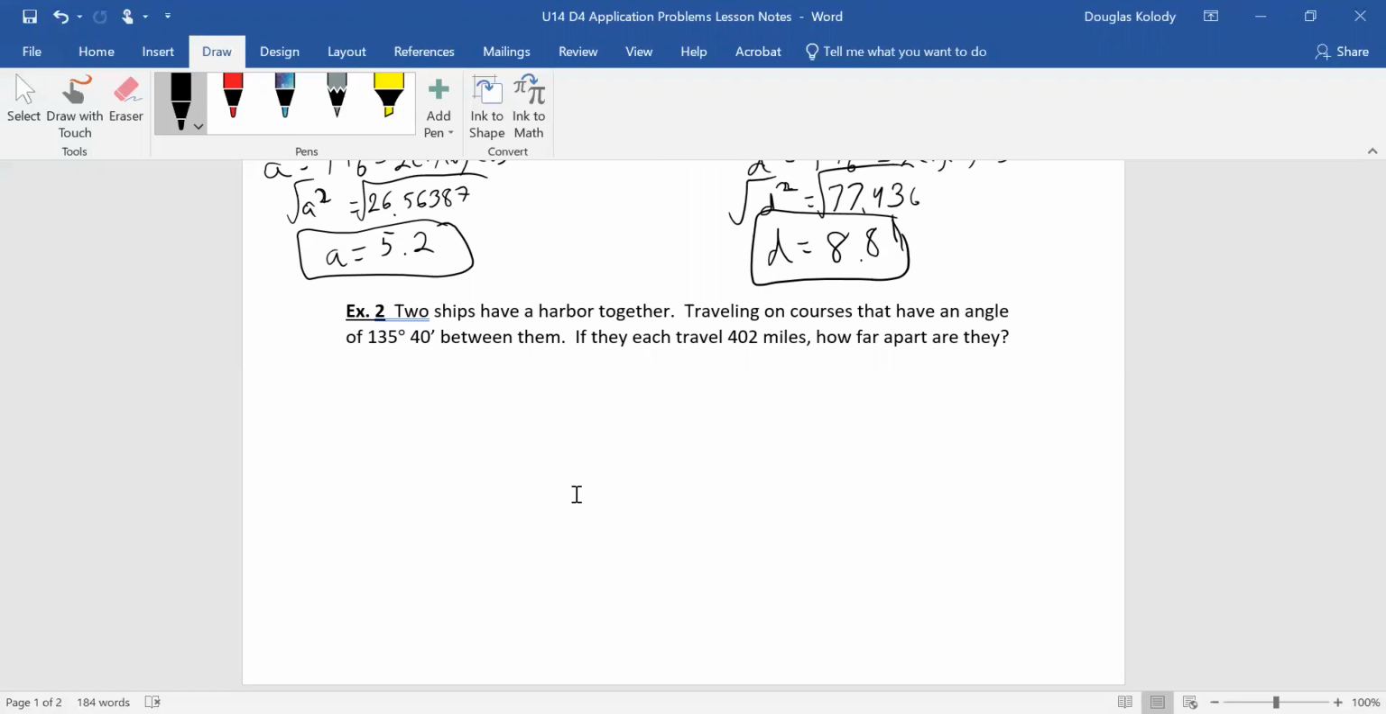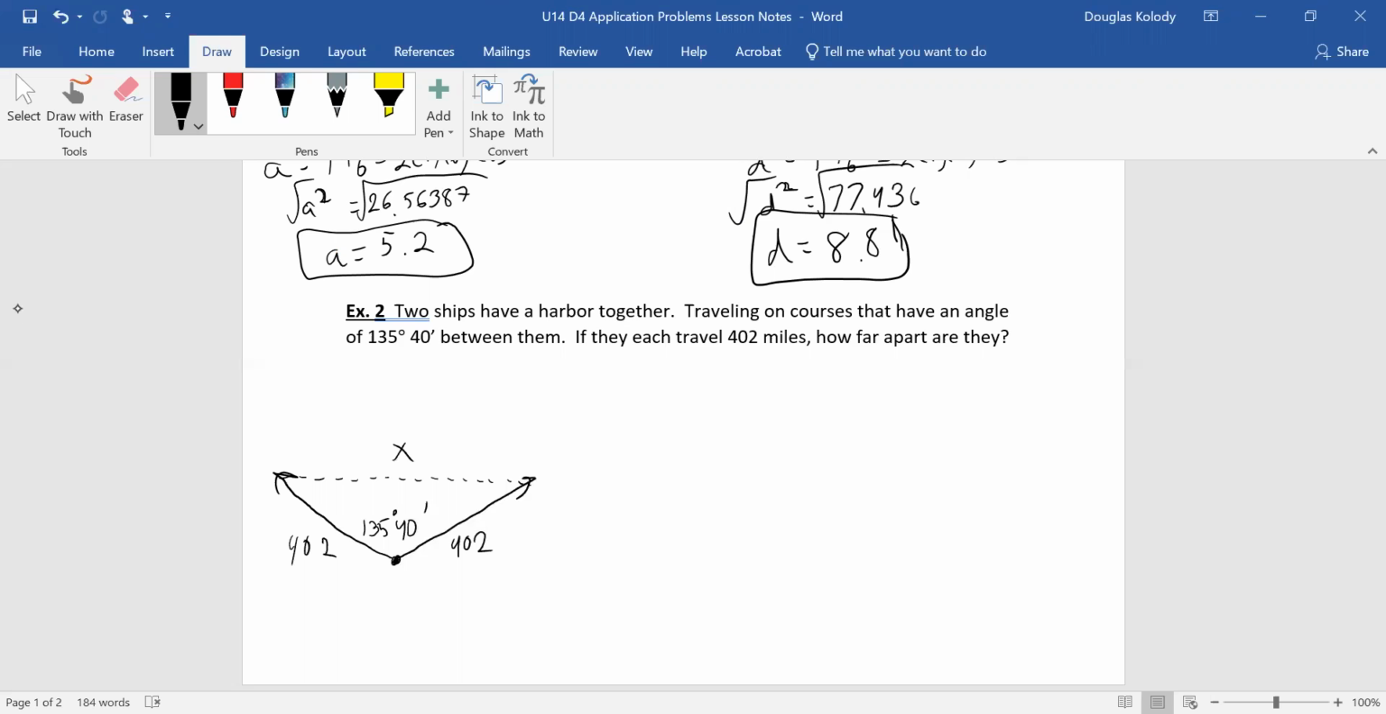All right. So let's start off by drawing the picture over here. Apparently they have a pretty big angle between them. You've got two ships leaving from the same port. One ship's going this way. Other ship's going this way. They're both 402 miles, but let's get to that. First, they have 135 degrees and 40 minutes between them. And they both have traveled 402 miles. We are trying to find this distance, let's call it x, between them.